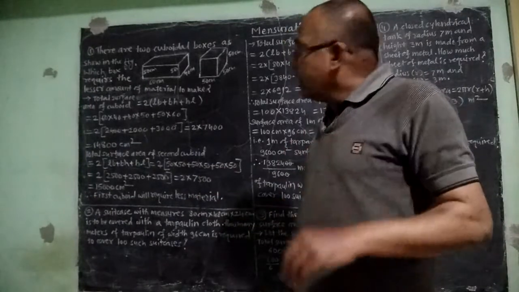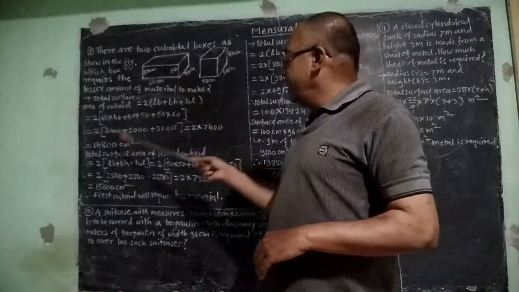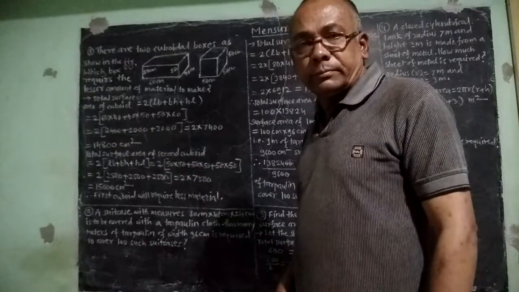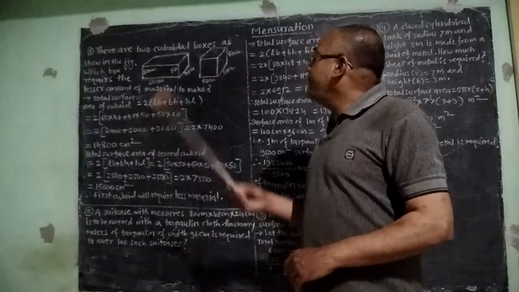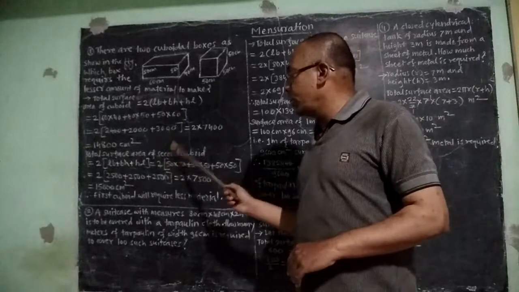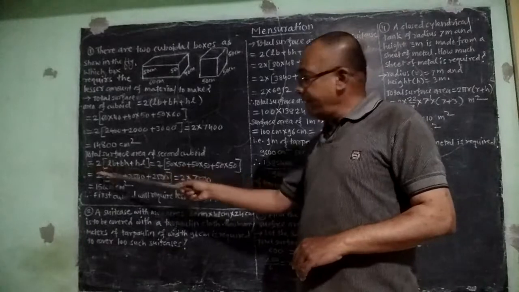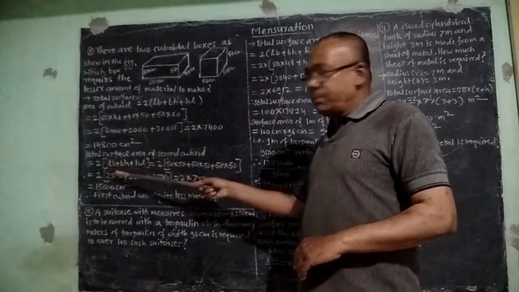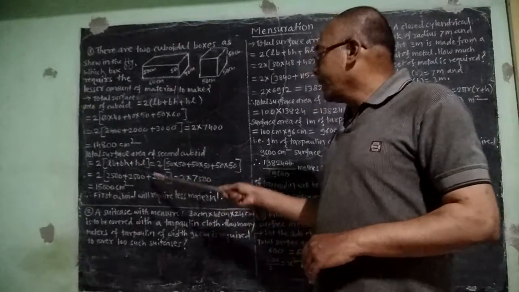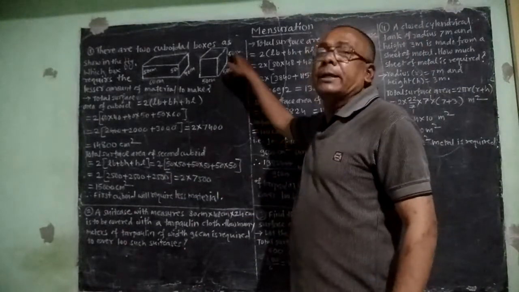So total surface area of the first cuboid is 14,800 centimeter square. Means the material required to make the first cuboid is 14,800 centimeter square. Now we will find the total surface area of the second cuboid. So here total surface area of second cuboid is equal to 2 into bracket LB plus BH plus HL is equal to 2 into bracket. Here we know that length is 50, breadth is 50 and height is also 50.